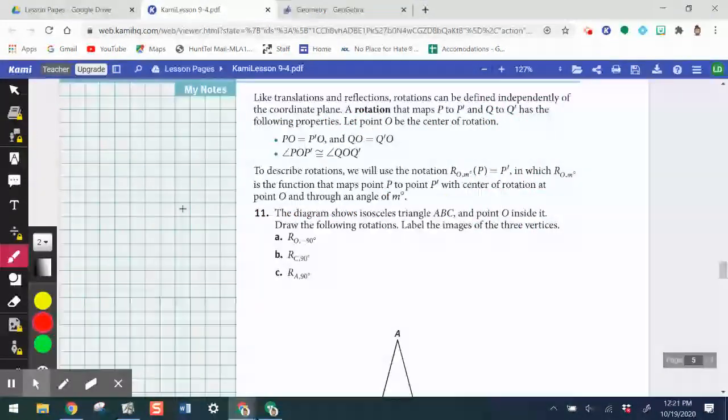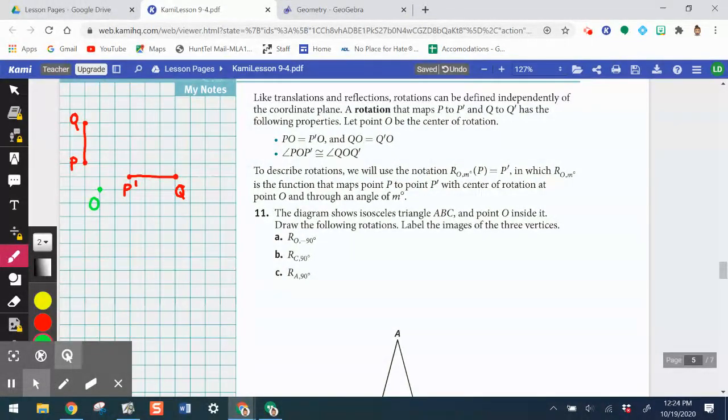So now let's continue our exploration off the coordinate plane. We see, like translations and reflections, rotations can also be defined independently or without the coordinate plane. A rotation that maps any point to its image, so in this case P to P prime and Q to Q prime, has the following properties. Let O be the center of rotation. So we're learning some things on the coordinate plane and off the coordinate plane such that these two properties are in fact true.